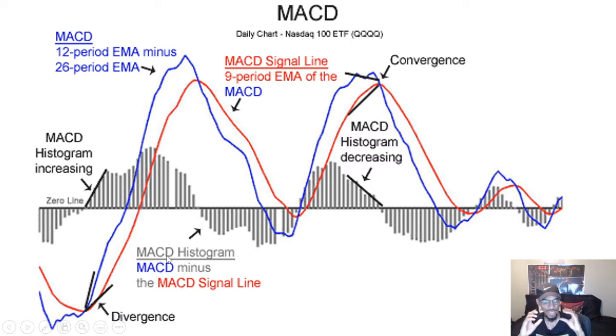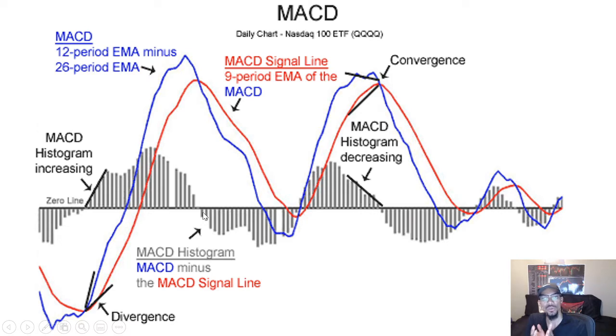Now let's go over the histogram. So the histogram, as you can see, these bars. What do these bars tell you? The bars tell you the distance between the MACD and the signal line. As you can see, the bigger or the longer the bars are, the greater the space. And as the bars get smaller and smaller, the lines get closer together. Now, when they actually cross, because there's no distance, it's on what they call the zero line.